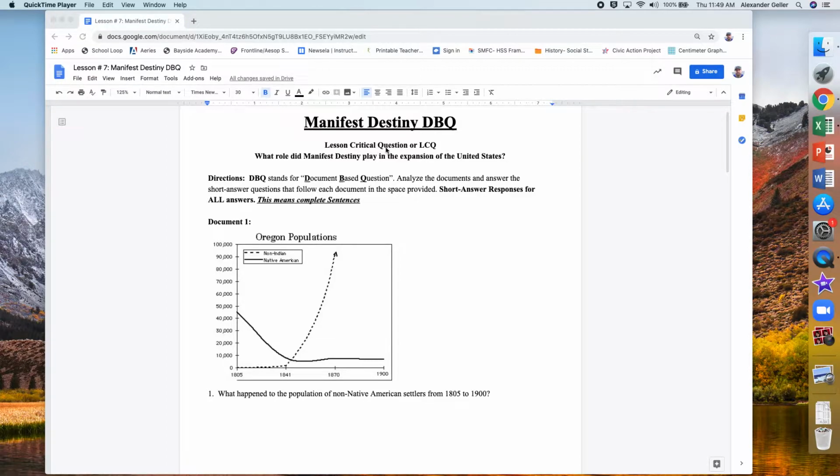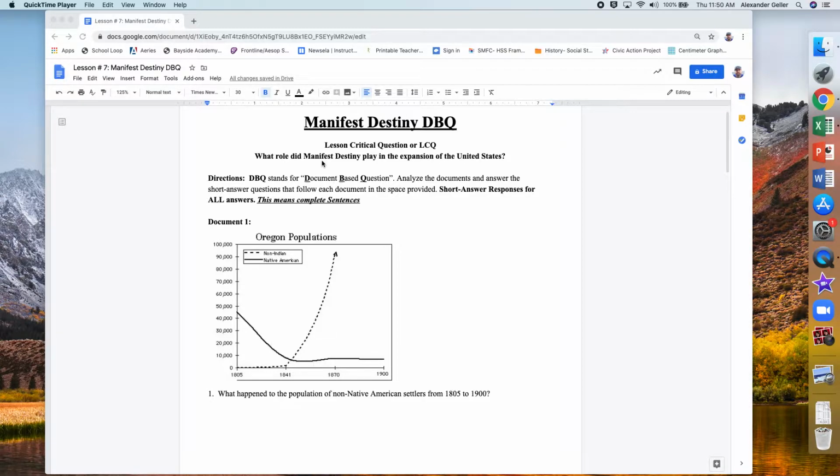The lesson crucial question, or LCQ, is: what role did manifest destiny play in the expansion of the United States? So in this activity, you're going to learn what manifest destiny is and how it played a major factor in expanding the United States from the East Coast to the West Coast.